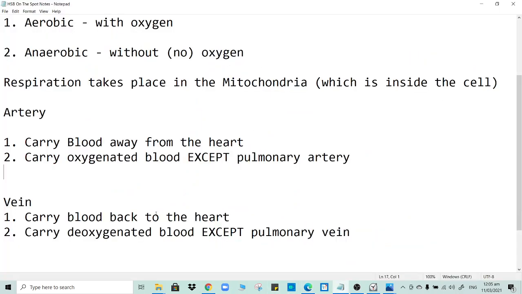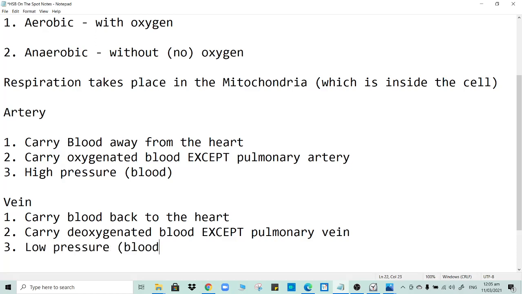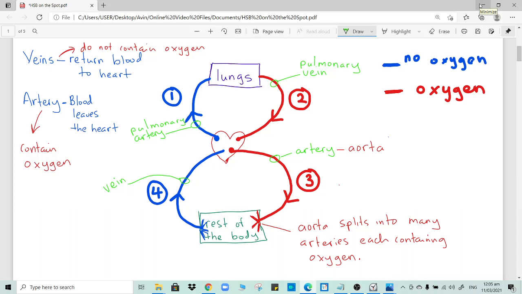Alright, so let's go here. So that's another thing. Arteries have a high pressure. Well, we're talking about the blood pressure here, right? And in veins, they have a low pressure. And I'm talking about the blood, obviously, once again. Okay, so if one of them has a high pressure and one of them has a low pressure, shouldn't one of them be stronger than the other?